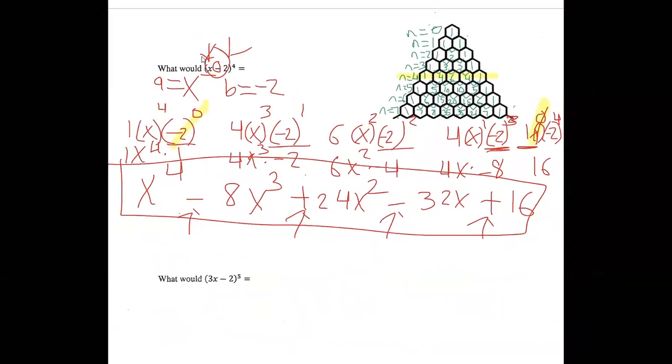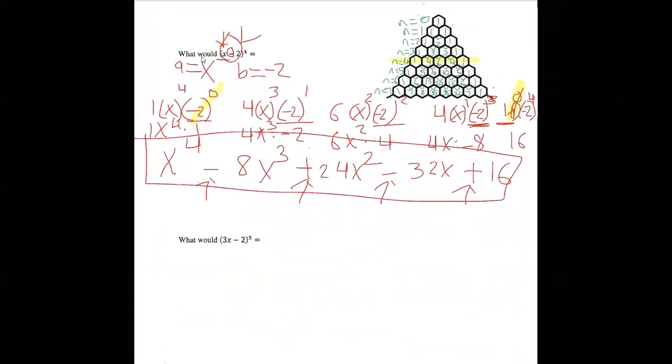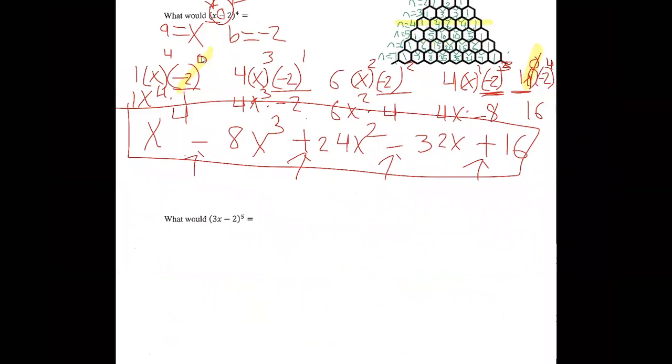Okay, but let's look at this last one. If we can do this last one, we are golden. So first off, our a is 3x, and our second part is once again -2. So we're looking at this 5th row.